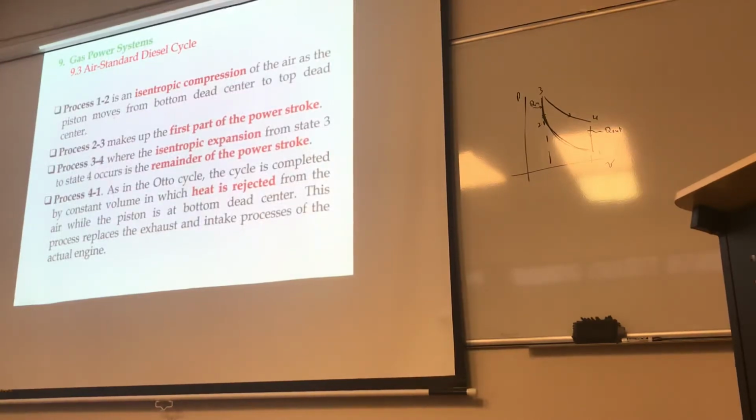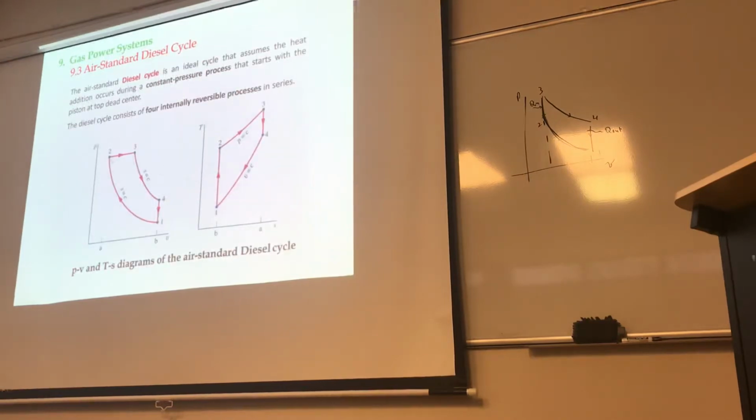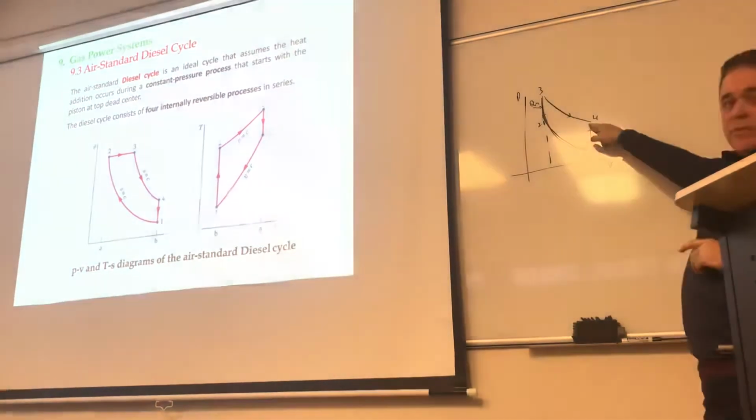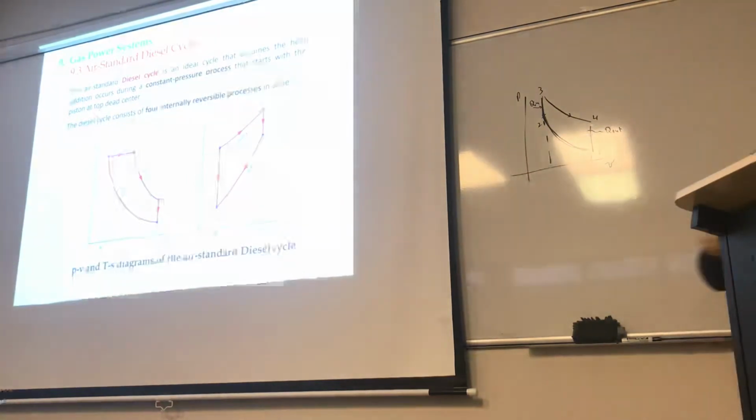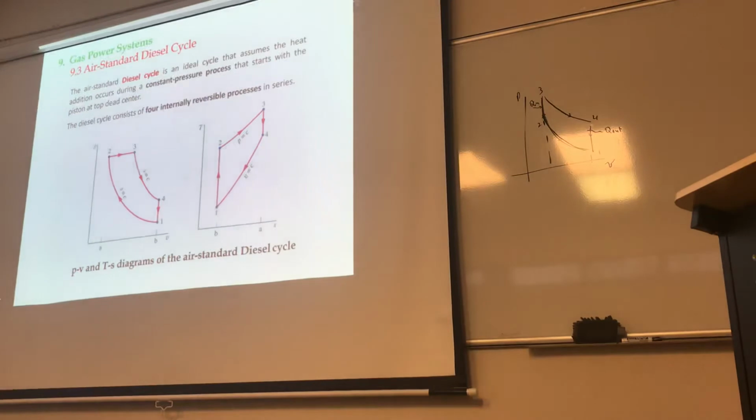So process 1 to 2 is an isentropic process of the air as the piston moves from the bottom dead center to the top dead center. And then 2 to 3 makes up the first part of the power stroke. In other words, the power stroke for an Otto cycle just goes from 3 to 4, because that's where the volume gets changed, right? But here, you have two parts. You have 2 to 3 in which you have a volume increase, and then 3 to 4 in which you have volume increase, right? So the power stroke is really made up of two phases, if you will, okay?